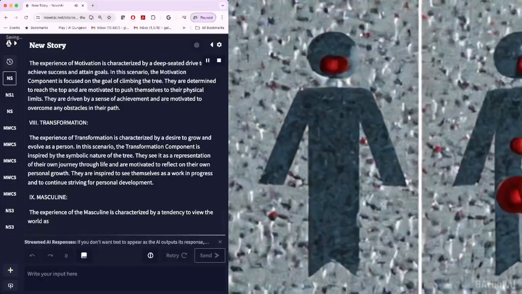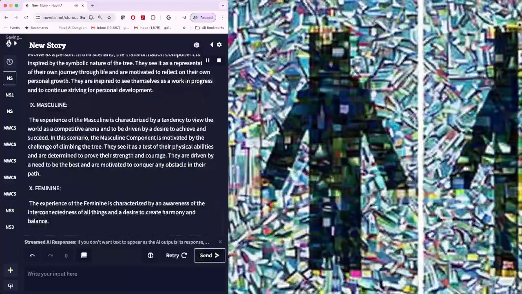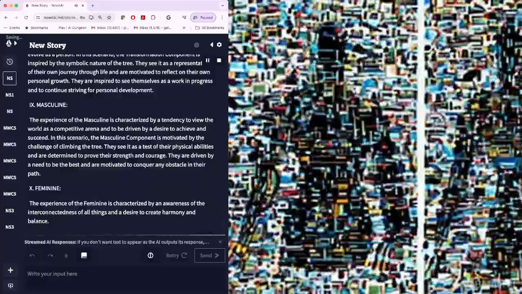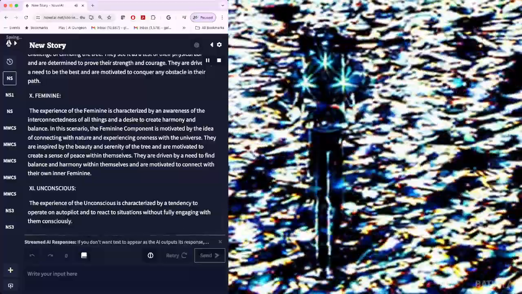7. Motivation. The experience of motivation is characterized by a deep-seated drive to achieve success and attain goals. In this scenario, the motivation component is focused on the goal of climbing the tree. They are determined to reach the top and are motivated to push themselves to their physical limits. They are driven by a sense of achievement and are motivated to overcome any obstacles in their path.